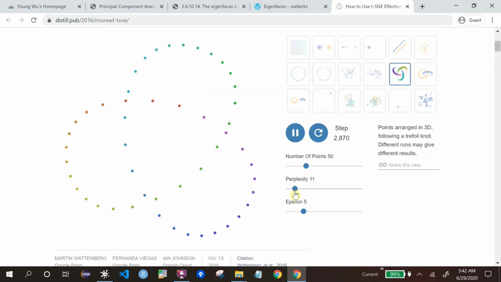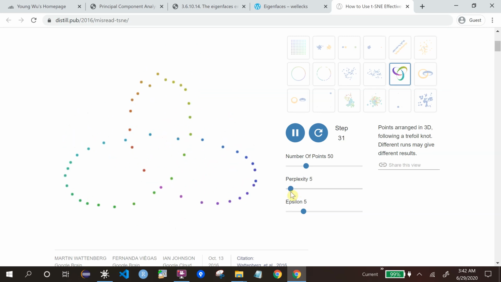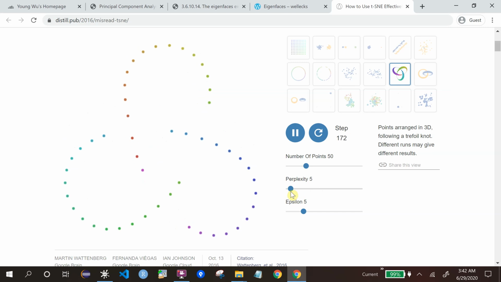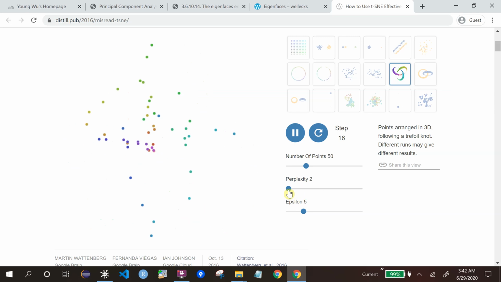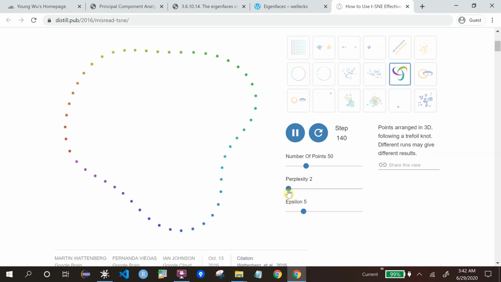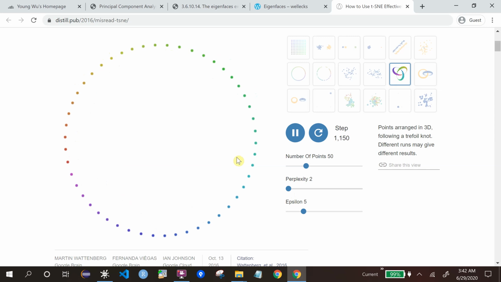And let's try something with low perplexity. Okay, slightly different. And I think if we try it with even lower perplexity, it's going to be something different. Yes, so it expands it to a circle. Because if we only care about, say, the two closest neighbors, these three knots can be expanded because the two nearest neighbors are just along that curve, and it can be expanded to a circle like this.